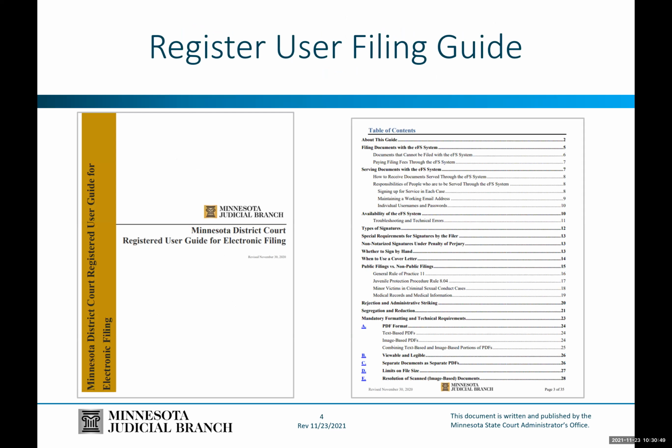The first guide that we're going to talk about is the Register Users Filing Guide. The guide establishes mandatory formatting and technical requirements for electronic filing in the Minnesota State Trial Courts. The guide talks about authorized signature formats and the responsibility of every filer to identify and designate non-public court filings, and the administrative rejection and striking process.